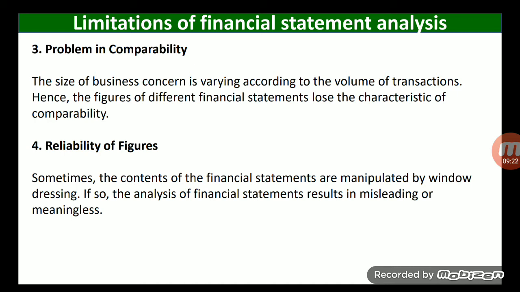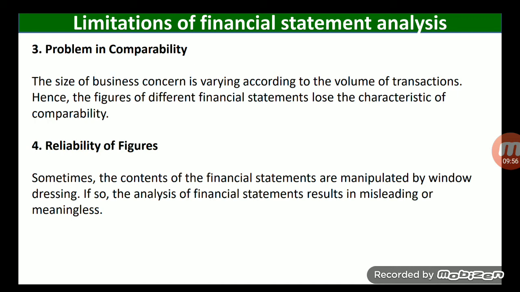The fourth limitation of financial statement analysis is reliability of figures. Sometimes the contents of the financial statements are manipulated by window dressing. If so, the analysis of financial statements results in misleading or meaningless conclusions. Sometimes financial statements are manipulated.